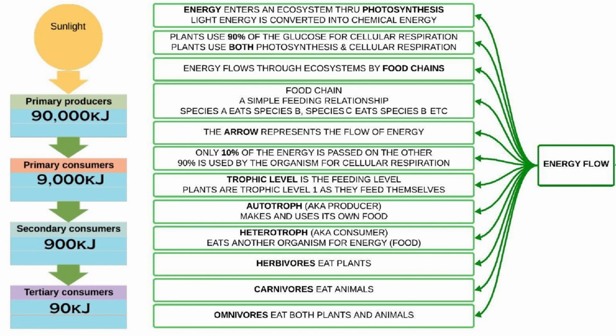A trophic level is a feeding level. Plants are trophic level 1 as they feed themselves. An autotroph, also known as a producer, makes its own food. A heterotroph, also known as a consumer, eats another organism for food. Herbivores eat plants, carnivores eat animals, and omnivores eat both plants and animals.